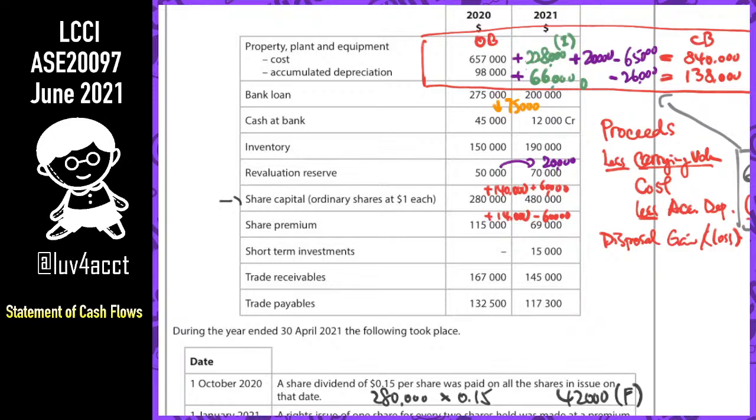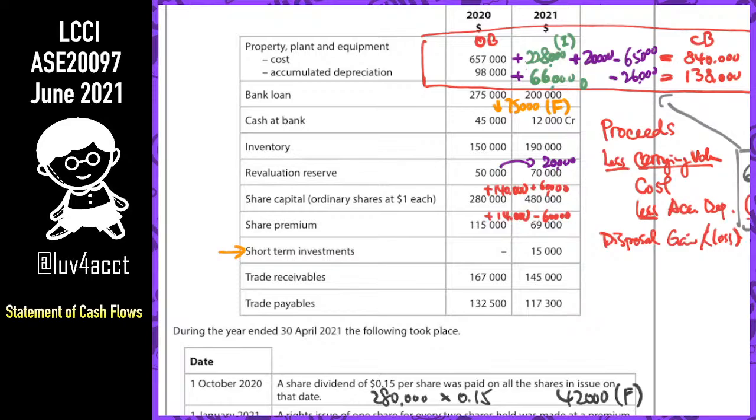You have repayment of bank loan. That is a financing activities because it is a repayment. You pay cash. Okay, so cash at bank from 45,000 to 12,000 credit overdraft. That means you have a big decrease. But then here, we have to deal with this cash at bank with one more item. That is the short-term investment. Short-term investment is also cash and cash equivalent.